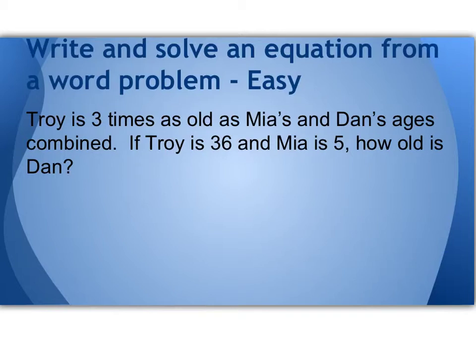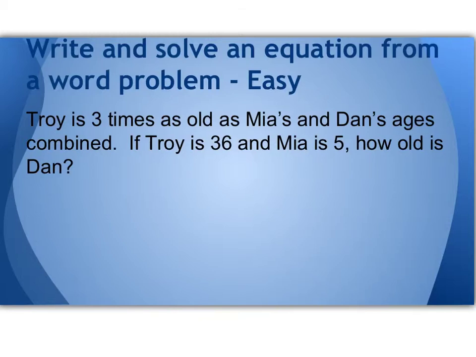In our next example, we actually pulled a question that we already did when we did EE.4C, solving multi-step problems, when we hadn't learned about equations yet. This is the one about Troy. Troy is 3 times as old as Mia's and Dan's ages combined. If Troy is 36 and Mia is 5, how old is Dan?